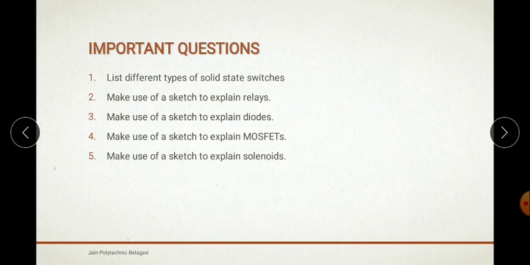These are important questions which are asked for the examinations. There are basically 5 questions mainly asked for the examinations.